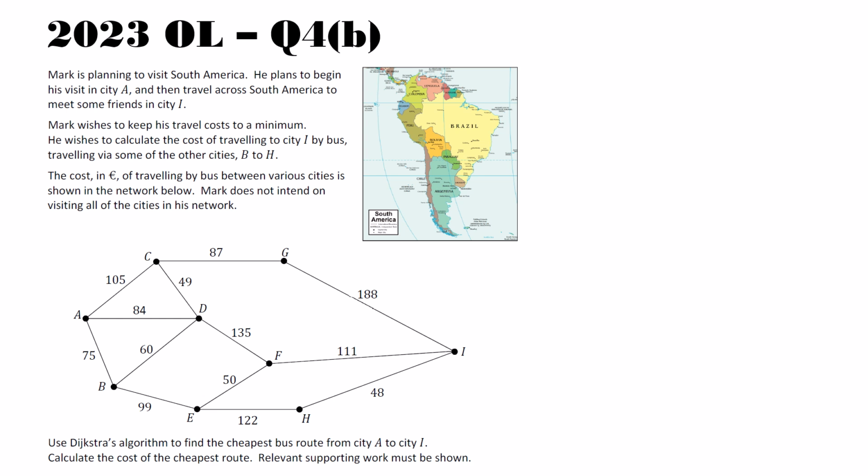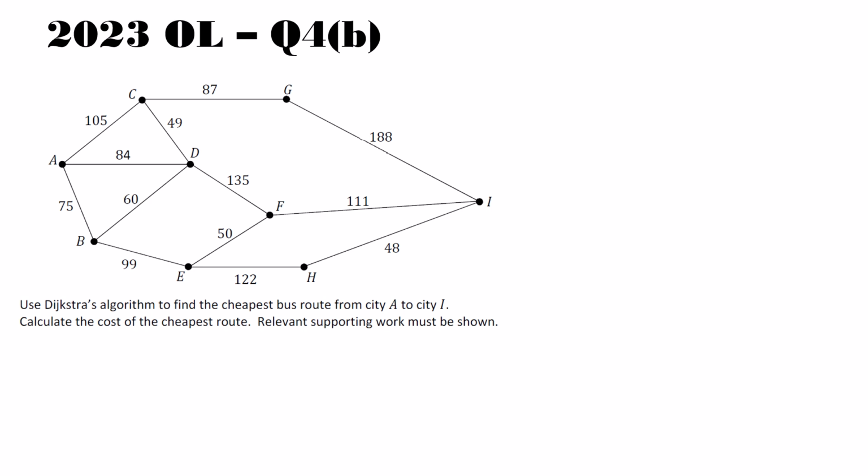Mark does not intend on visiting all of the cities in this network. Use Dijkstra's algorithm to find the cheapest bus route from City A to City I and calculate the cheapest route. Relevant supporting work must be shown. Okay, so here is our little graph.